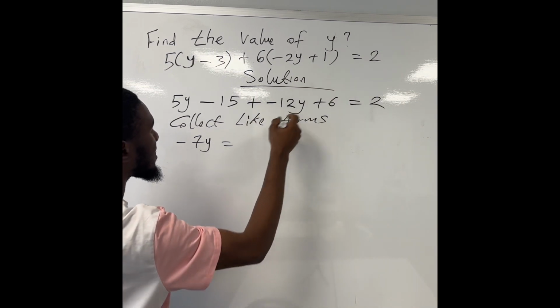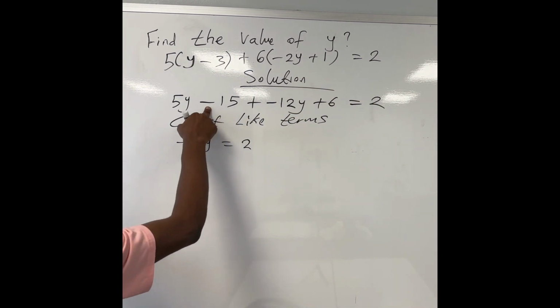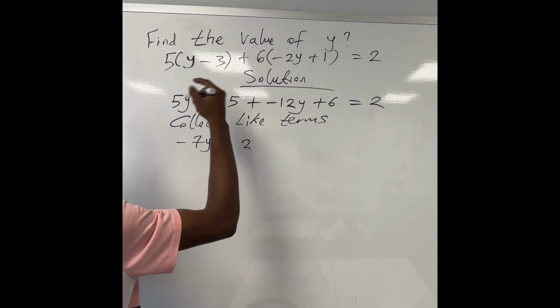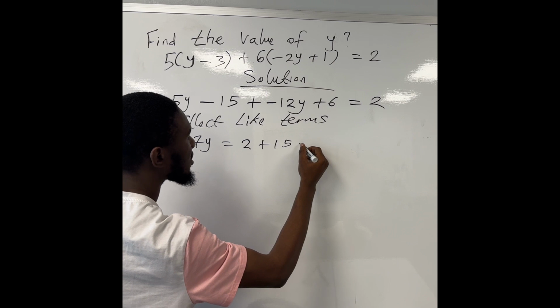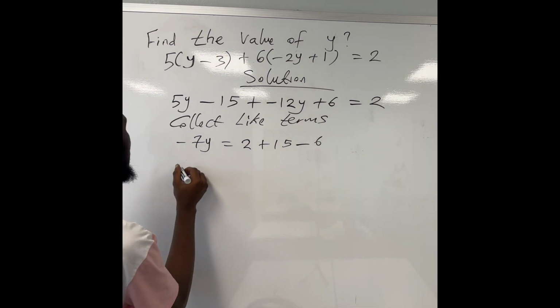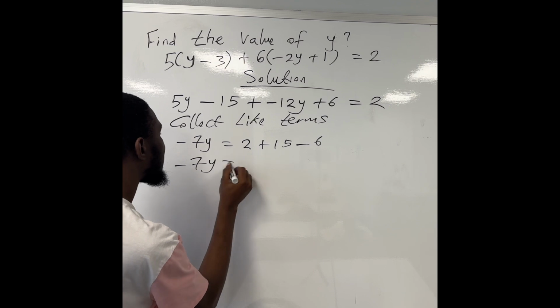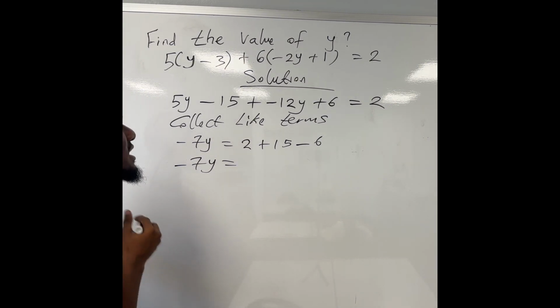Alright, so this is equal to, we have 2 already. Then when this comes to this side, the sign will change to what? Addition. You have plus 15. This will also change to subtraction. You have minus 6. Right? So here we have minus 7y equal to 2 plus 15 will give you 17. 17 minus 6 will give you 11.